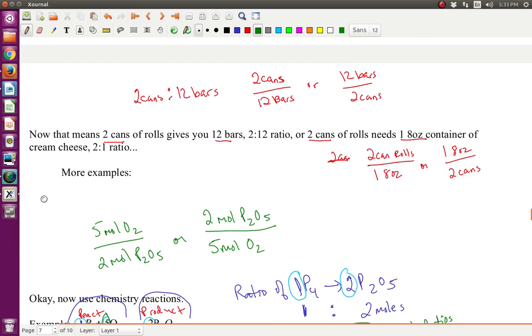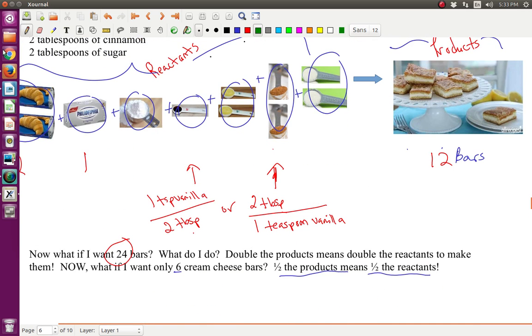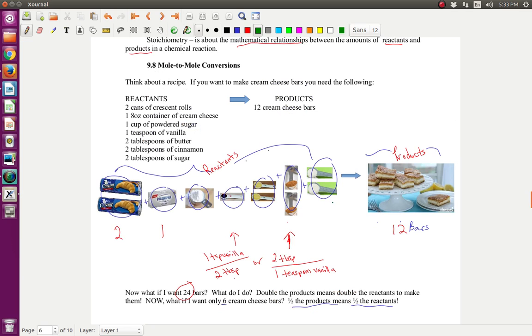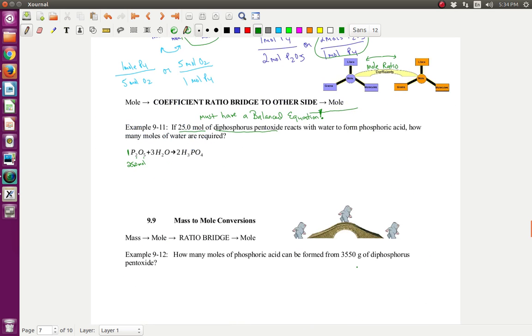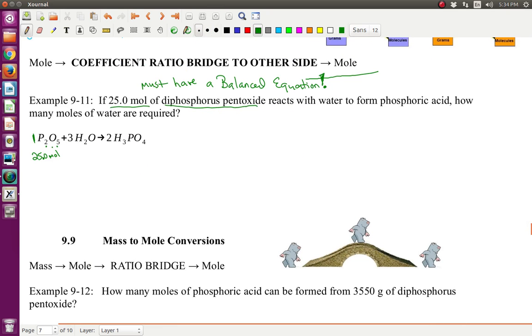Now let's go back and look at our recipe up here. When I had this recipe, I only had 2 cans of crescent rolls to make 12 bars. But when I wanted 24 bars, I needed 4 cans. So I had more than the basic recipe. And so what I'm saying is if I have 4 cans, I can end up with 24 bars. So down here, the basic recipe calls for only 1 mole of diphosphorus pentoxide, but I'm going to use 25. So obviously I can make more stuff.